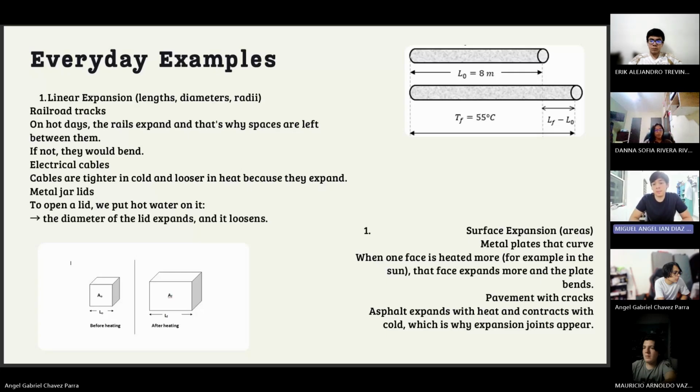Another example would be surface expansion, areas, like metal plates that curve. When one face is heated more, for example in the sun, that face expands more and the plate bends. Pavement cracks: asphalt expands with heat and contracts with cold, which is why expansion joints appear.